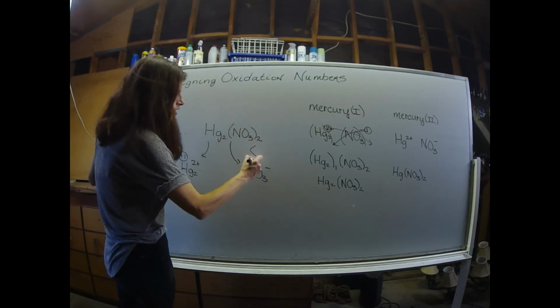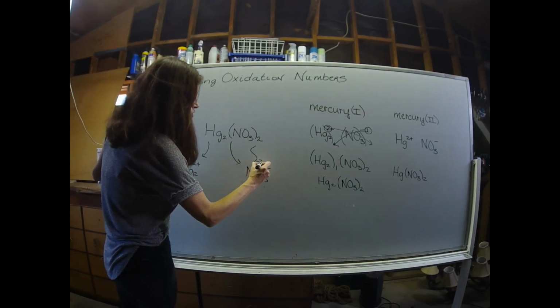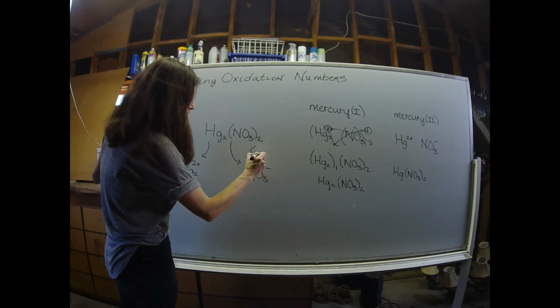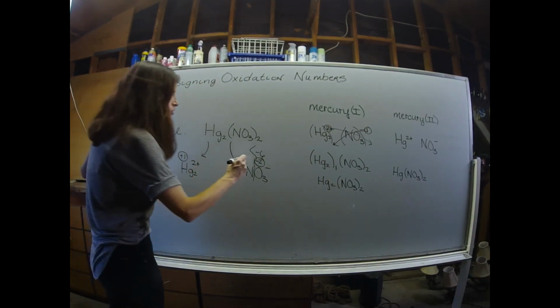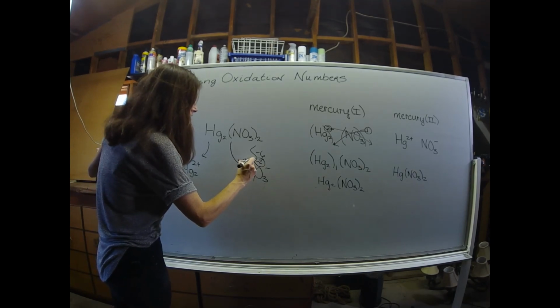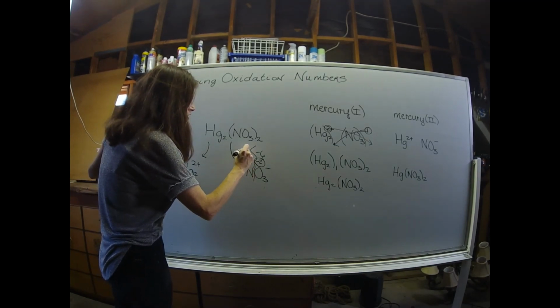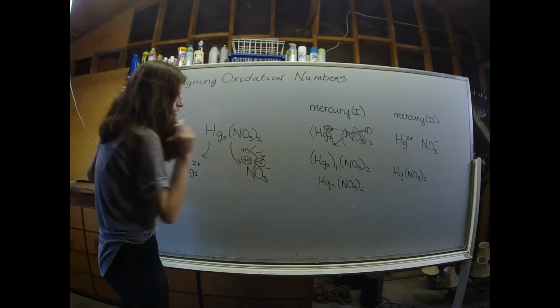Over here, for nitrate, we'll do a -2 with the oxygen. -2 times 3 is -6. It has to add up to a -1 altogether, so I'm going to do a +5 on that nitrogen. So +5 minus 6 equals -1.